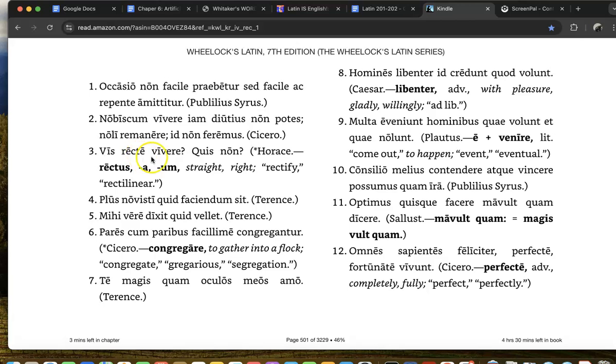Tres vis recte vivere quis non. So here's a fairly straightforward one by Horace. S means you, so we should be familiar with that by now with our osmos tisnit. So O is I, S is you, T is he, she, it, mus is we, tis is you all, nunt is they. So you want to live rightly. Who does not? And so here they're giving us to help us learn the concept.